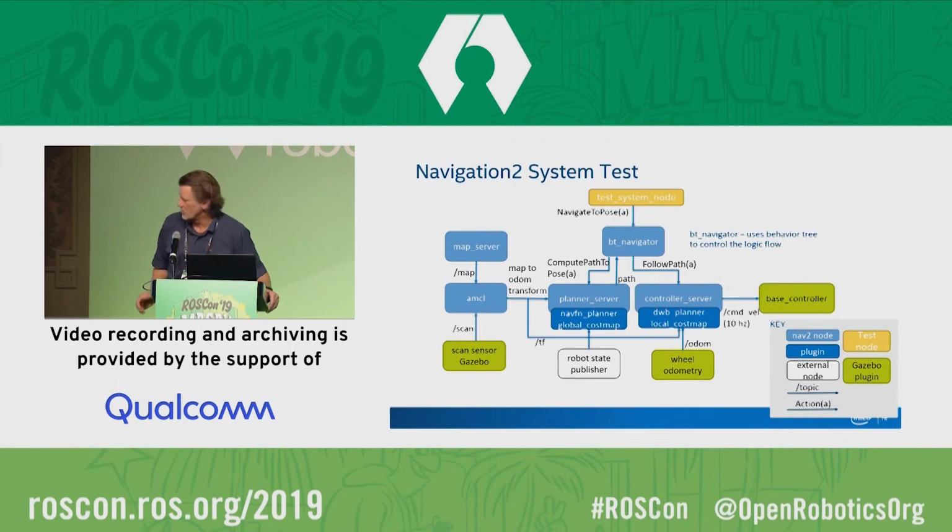So this is a picture of the system with the system test in place. You can see the test system node is driving the navigate to pose input and checking the outputs. And then you have Gazebo acting as your sensors and your base controller.